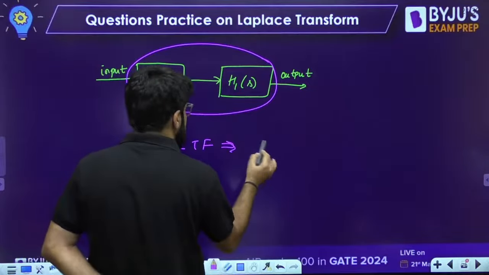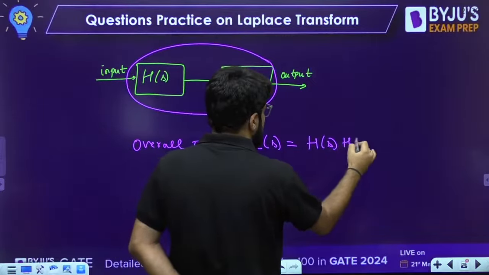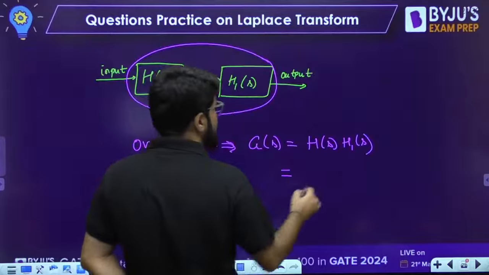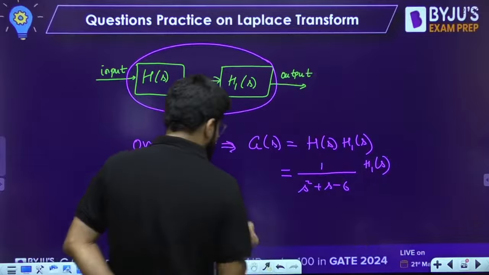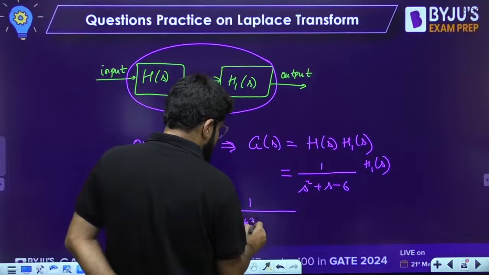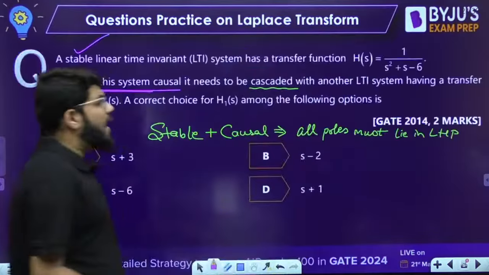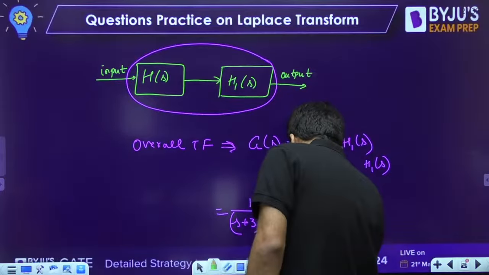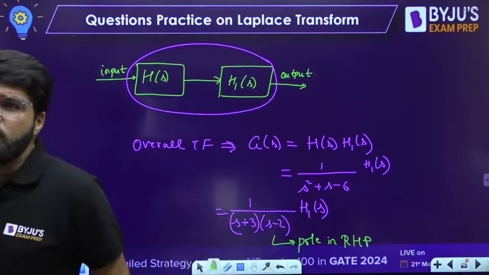For cascaded systems, the transfer function, suppose I call it GS, is going to be the multiplication of the two transfer functions, HS into H1S. HS is given to be 1 upon s square plus s minus 6, into H1S. I can factorize s square plus s minus 6 as s plus 3 into s minus 2, multiplied by H1S. Now I need all the poles in LHP. But s equal to 2 is a pole in RHP, and as per the required condition for the system, I need the poles in LHP.